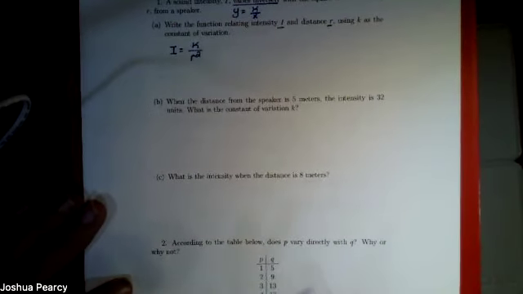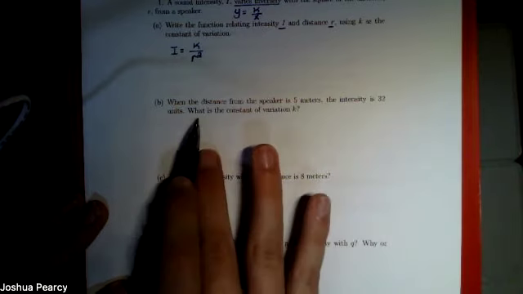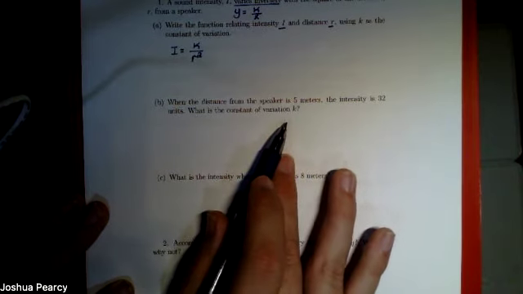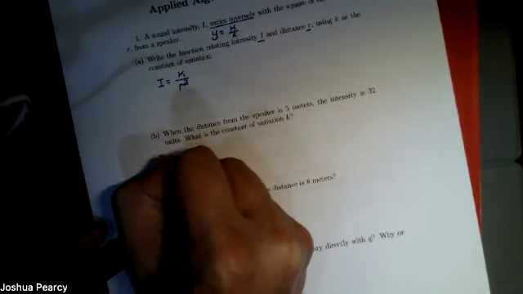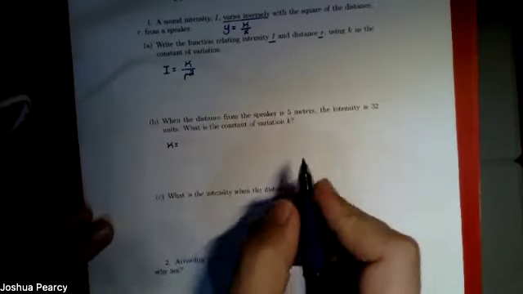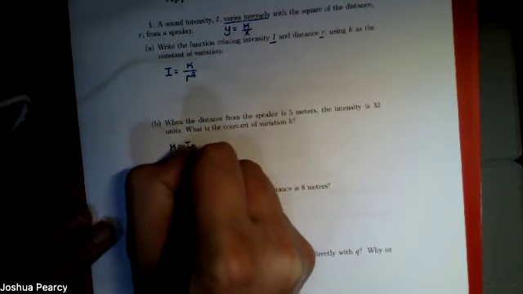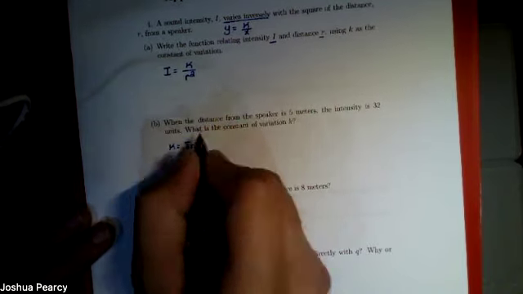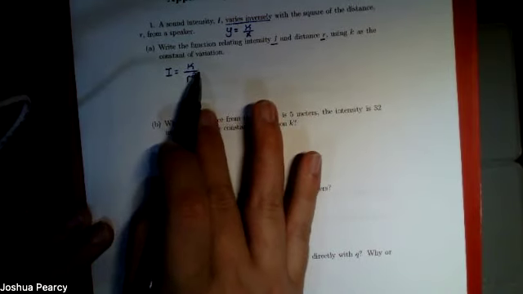So it says when the distance from the speaker is 5 meters, the intensity is 32. What is the constant of variation? So we know what I is here. We just want to solve for k. So let's do that first. So let's say k is equal to I times r squared, right? All I did was multiply both sides of the equation by r squared to solve for k.